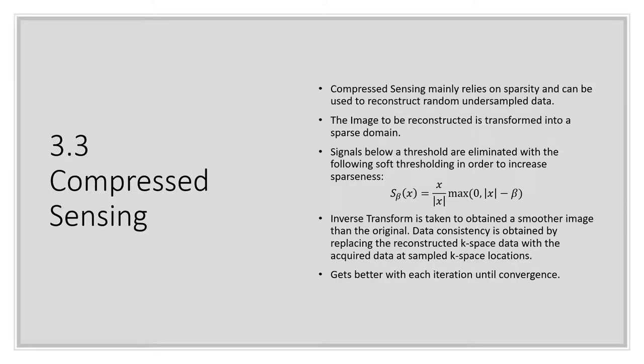The other algorithm that we did was compressed sensing. Compressed sensing mainly relies on sparsity and can be used to reconstruct random undersampled data. The image to be reconstructed is transformed into a sparse domain. Signals below a threshold in the sparse domain are then eliminated with soft thresholding. Then the inverse transform is taken to obtain a smoother image than the original. The data consistency is obtained by replacing the reconstructed k-space data with the acquired data at sampled k-space locations. This algorithm gets better with each iteration until convergence.